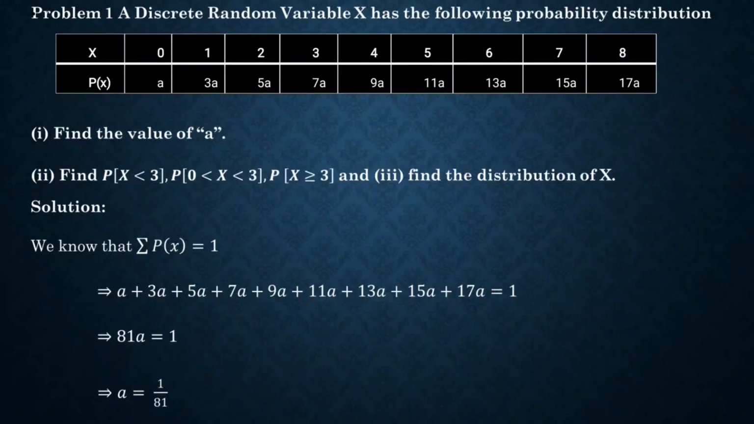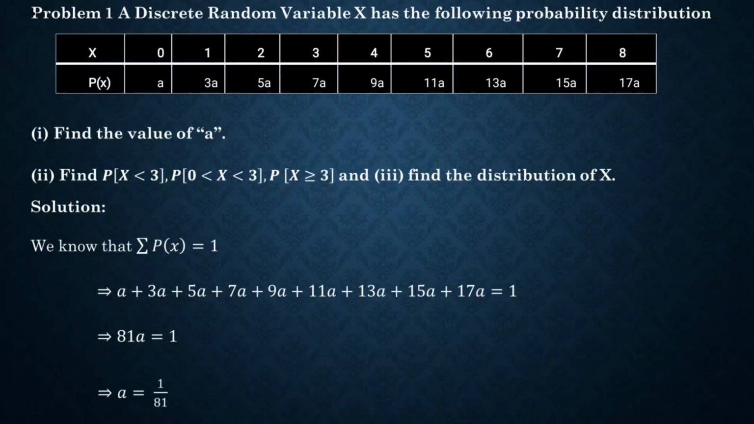A discrete random variable x has the following probability distribution. That is, the values of x are given as 0, 1, 2, 3, etc. up to 8 and its corresponding probability p of x are given as a, 3a, etc. up to 17a. Here first we have to find the value of a, then we have to find p of x less than 3, p of 0 less than x less than 3, p of x greater than or equal to 3, and also we have to find the distribution of x.